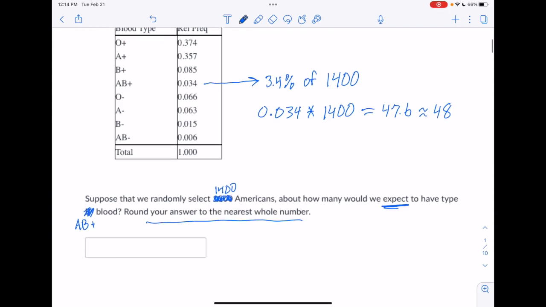So suppose we randomly select 1,400 Americans. About how many would we expect to have type AB positive blood? That's going to be about 48. So we'll fill in that 48 there.